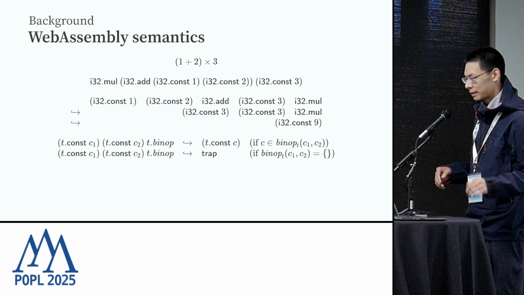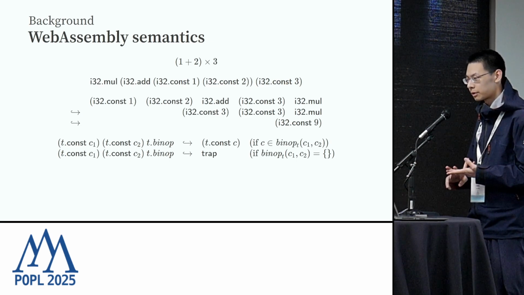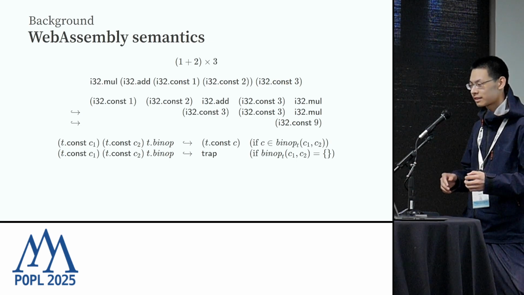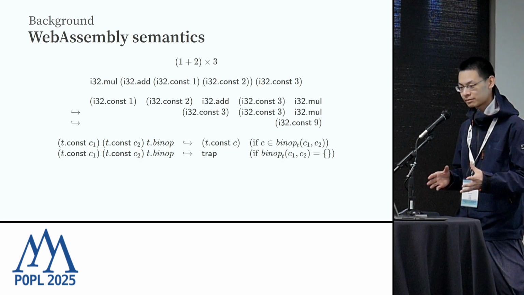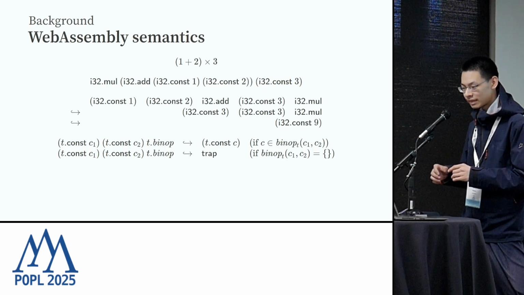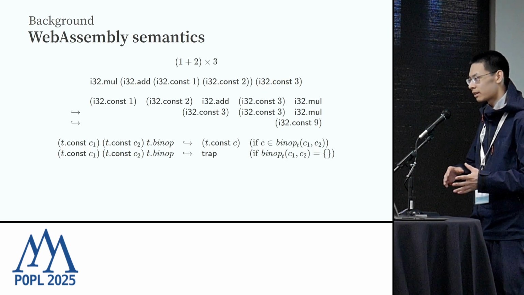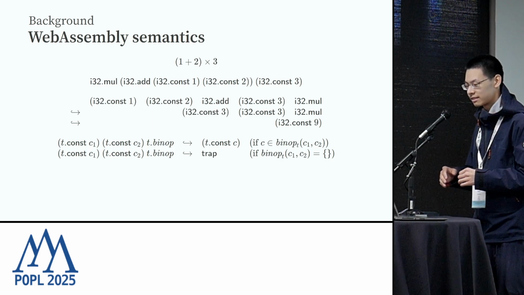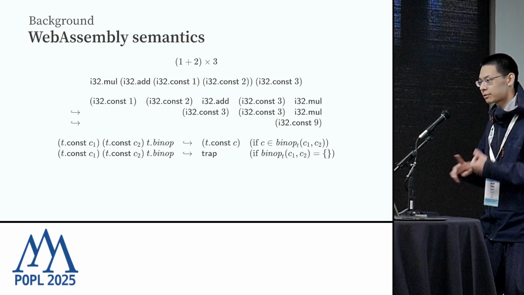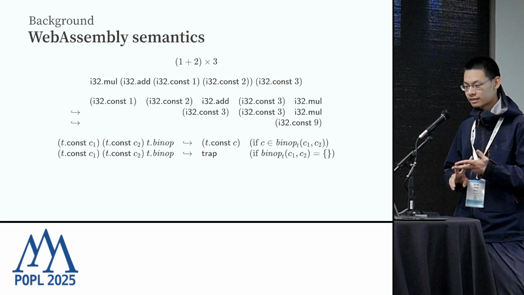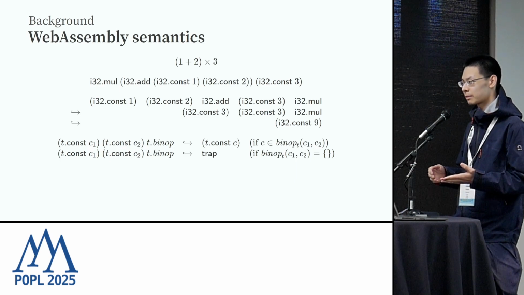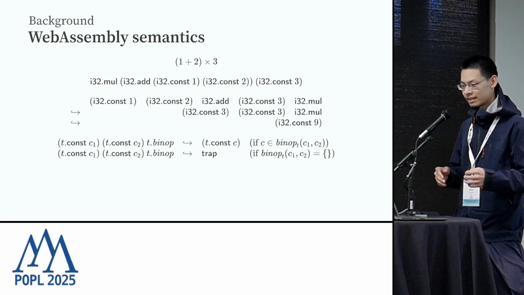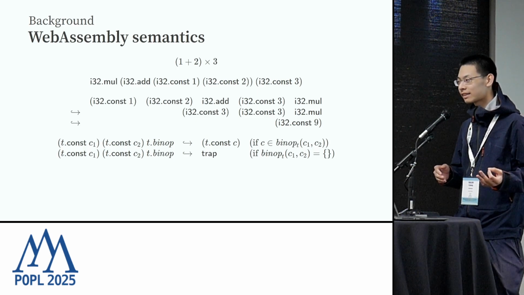And actually, in the specification, it's written as 2 rules. The first rule is we have a C1 and C2, and we have a binary operation. And it goes to C if C is a possible outcome of the binary operation on C1 and C2. That's the first rule. And the second rule is if C1 and C2 have no possible outcomes, for example, it's a division by 0, then it traps.